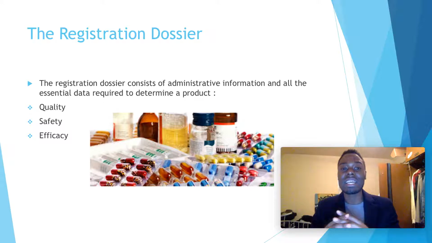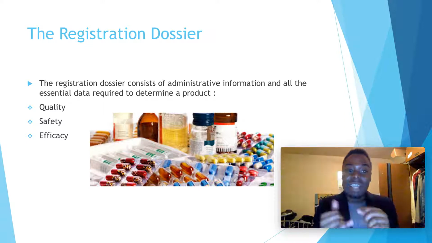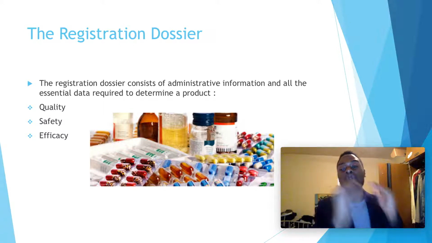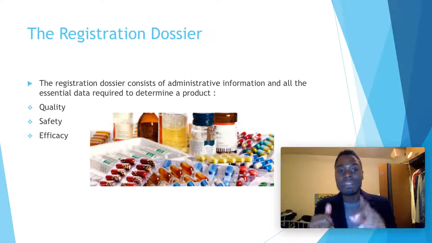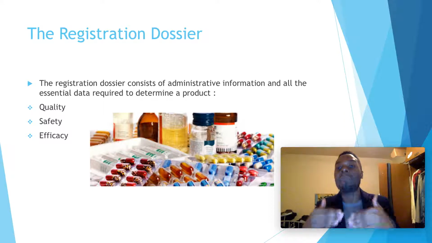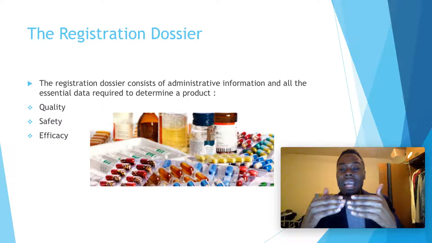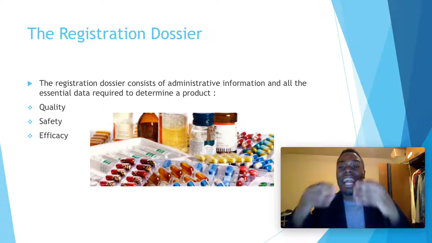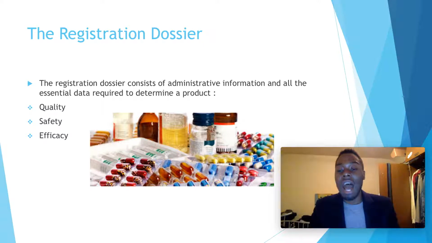The registration dossier consists of administrative information and all the essential data required to evaluate a product. Okay, so the essential data consists of the quality, safety, and efficacy of that product. So if it's a new pharmaceutical product that a company has, we need to determine the quality, safety, and efficacy of that product before we allow the public to buy and actually consume, or use, the product.